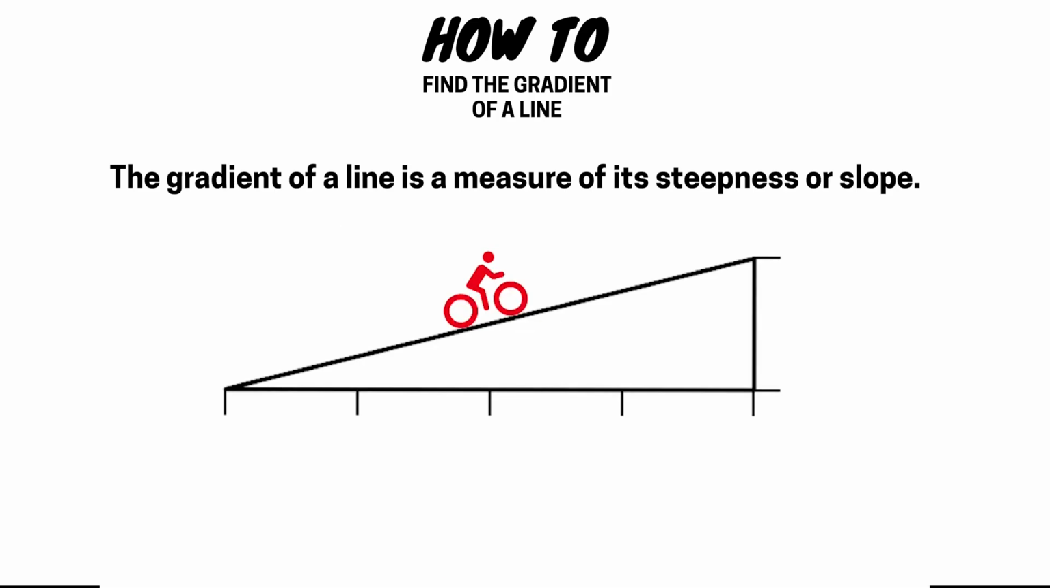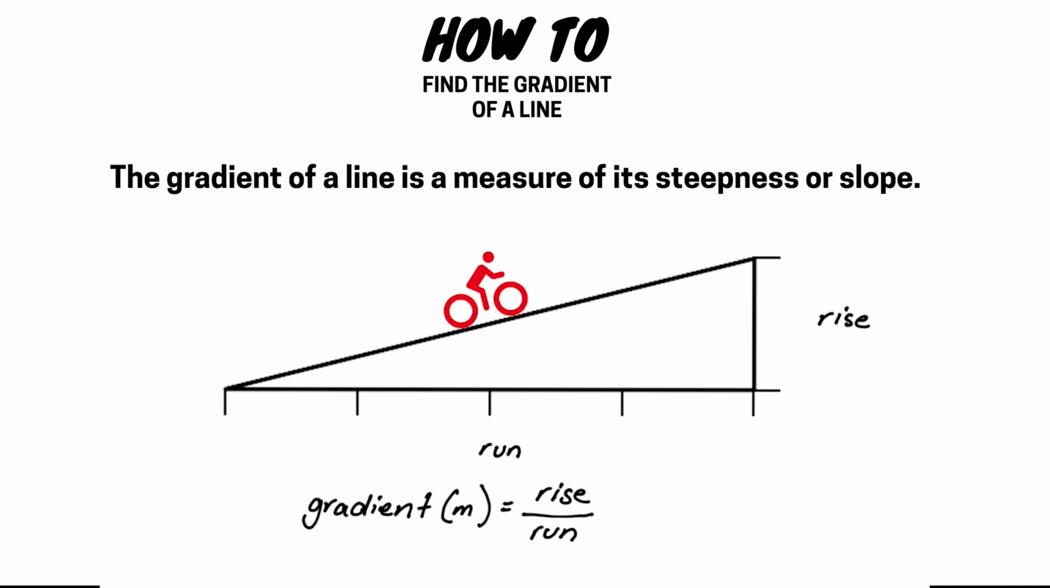The gradient of a line is a measure of its steepness or slope. The vertical distance between 2 points is called the rise, and the horizontal distance is called the run. The gradient is defined as the rise divided by the run, and the letter m is often used to represent the gradient. We calculate the rise and run by counting the unit squares.